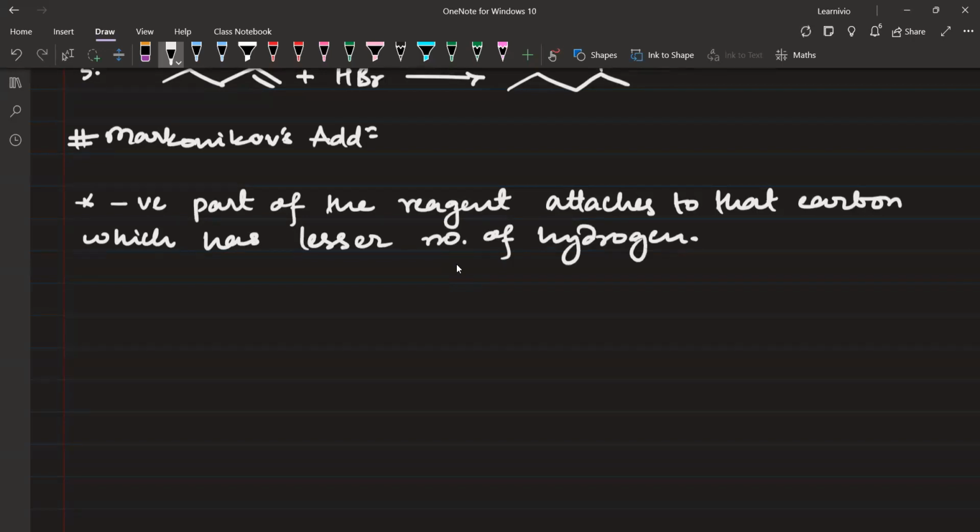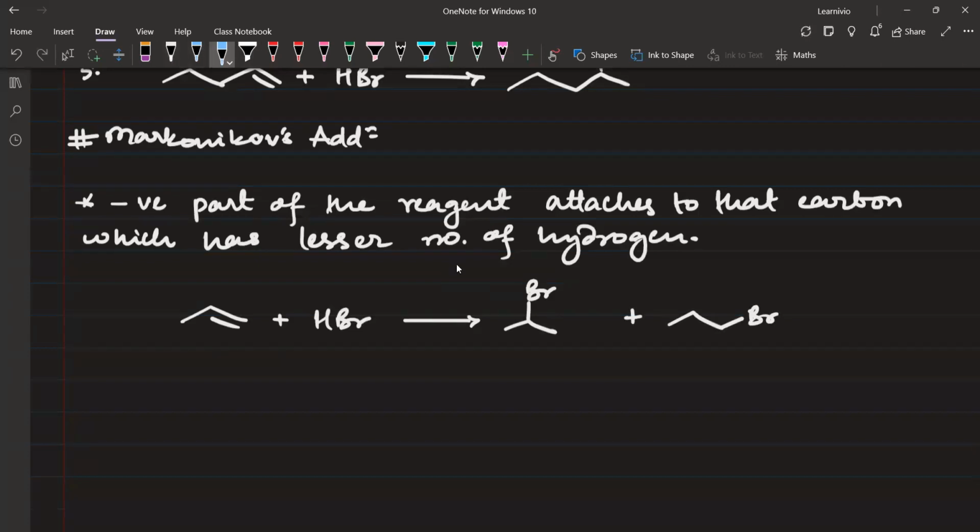Okay, now how the reaction happens, the mechanism. So please see, we are going to look at this reaction. We have propene plus HBr, which is going to give you two products, that is 2-bromopropane and 1-bromopropane, where the 2-bromopropane is going to be major and this will be minor.